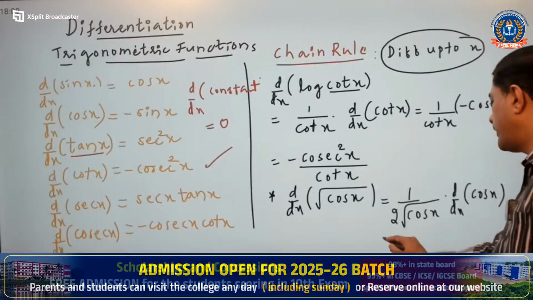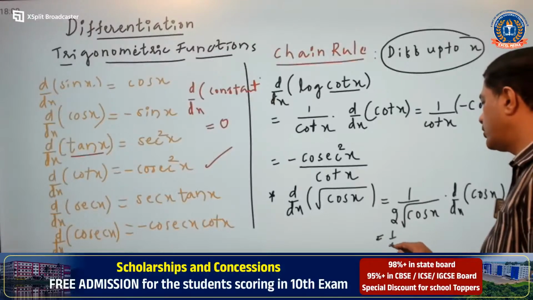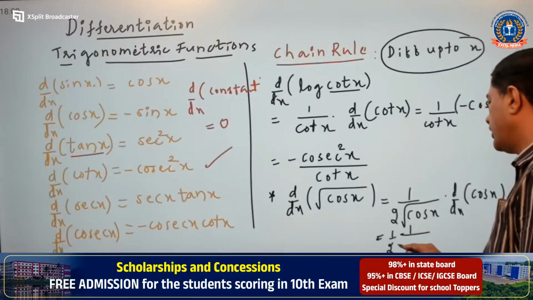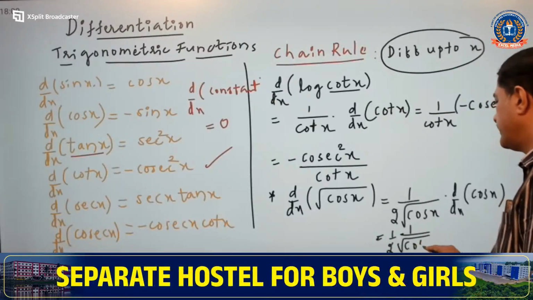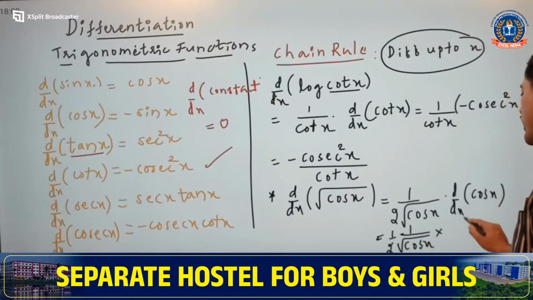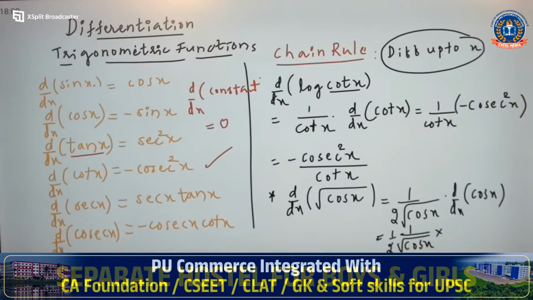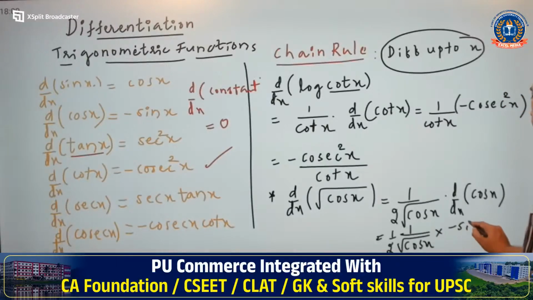So the final answer is 1/2 into 1 by root of cos x, into what is the derivative of cos x? It's a minus sin x.